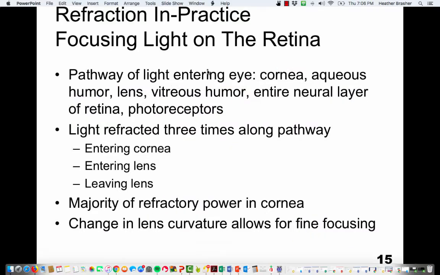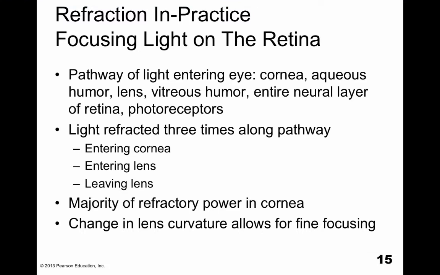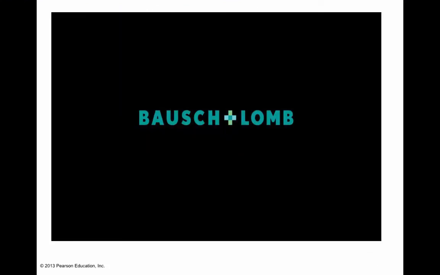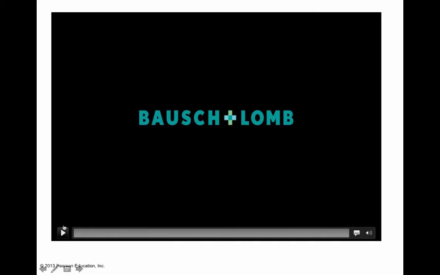And so the main refractory power is the cornea during normal vision, because the lens is not really changing. So let's review a little bit about the eye, and then we'll talk about the focusing for distant vision and close vision.